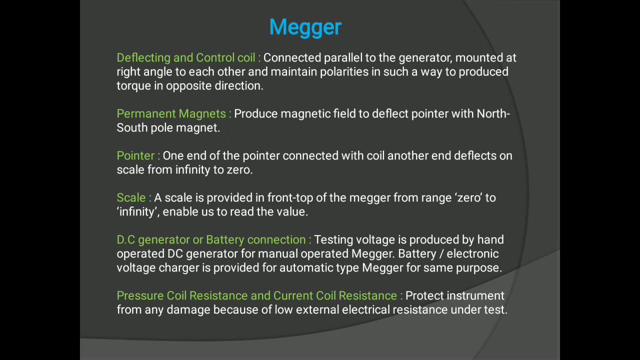The current coil or deflecting coil is connected in series with a resistance between the generator terminal and the test line terminal. The deflecting circuit resistance R1 limits the current and controls the range of the instrument. The pressure coil or control coil is connected across the generator terminals in series with a compensating coil and protection resistance or control circuit resistance.